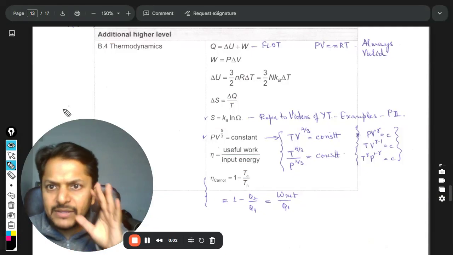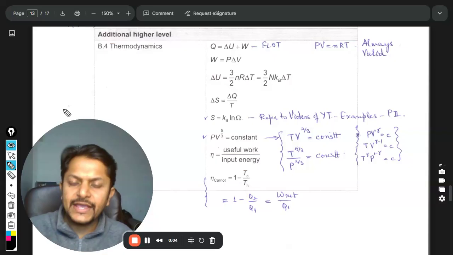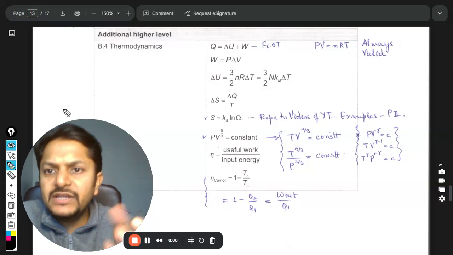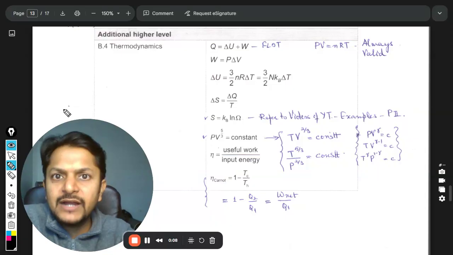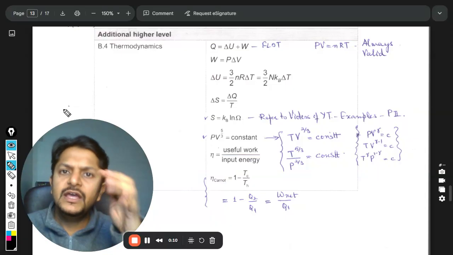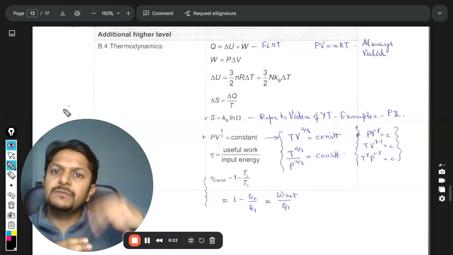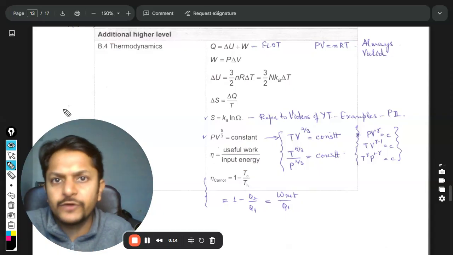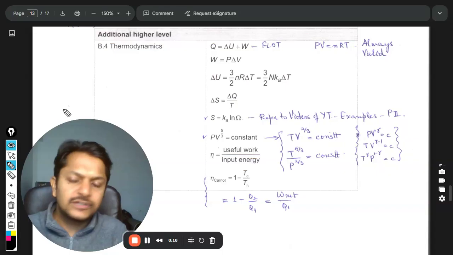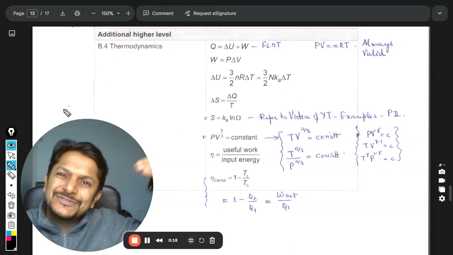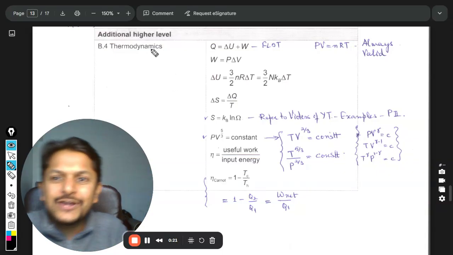Okay, so for the topic B4, thermodynamics, let's see. We just completed the topic B3, and the last part that we did was internal energy. That is the connecting link between B3 and B4. Although this is not for SL, it's only HL, so SL students can keep themselves to that. Okay, so this is B4 thermodynamics.